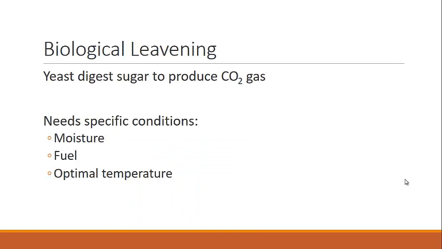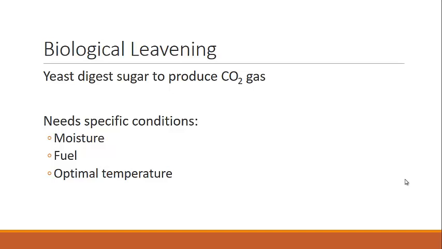The next method of leavening is called biological leavening, and this uses what we learned in the fermentation lesson to introduce CO2 gas. So yeast is used to ferment, and it digests sugar and it produces that CO2 gas.